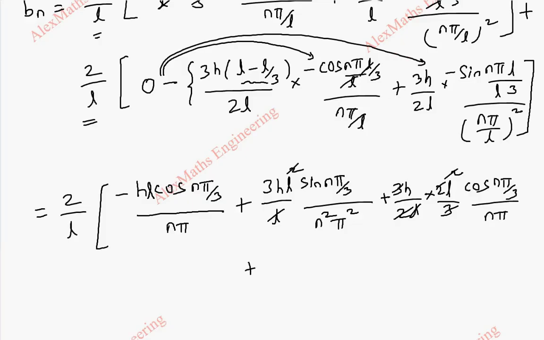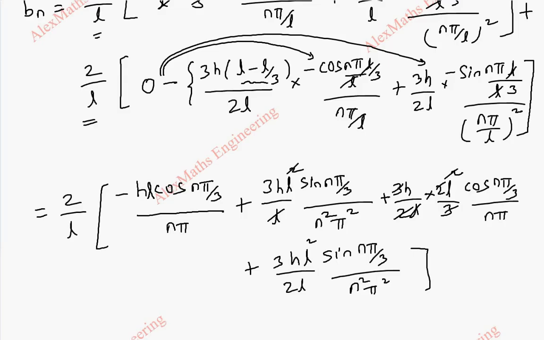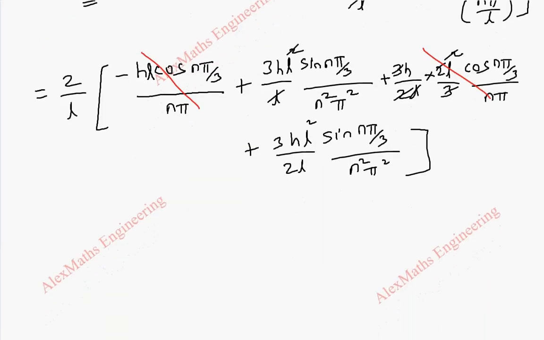So it will become plus 3h by 2L into sin n pi by 3 by n square pi square by L square. So I take this L square here. And after that, we can notice that these two terms are the same term with opposite sign. One is minus hL cos n pi by 3 by n pi, this is hL cos n pi by 3 by n pi. So we cancel this. So we are left with Bn equal to 2 by L.